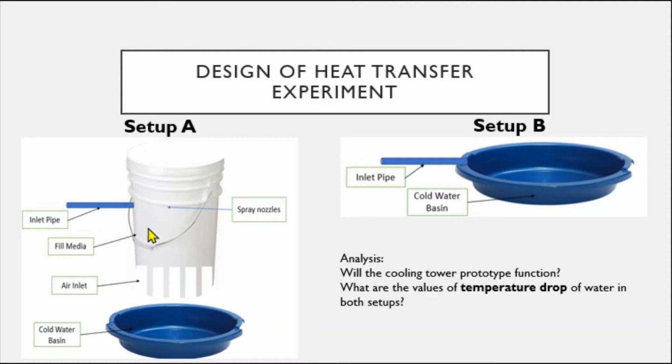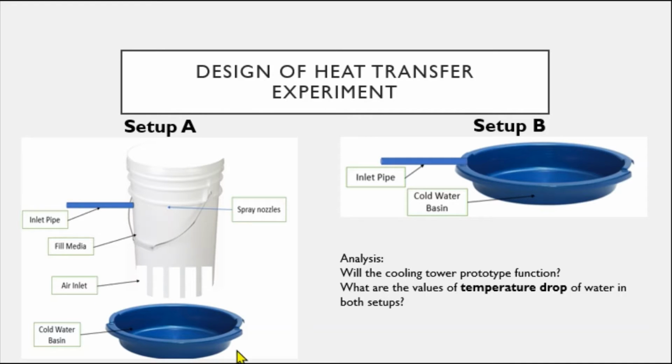Then there is a fill media in the middle of the pail, whose function is to increase the natural convection and evaporation effects to the water by broadening the surface area of water that touches the air. The fill media was made by Impra boards or plastic cardboards. There is also air inlet to push the moist air inside the pail upward.